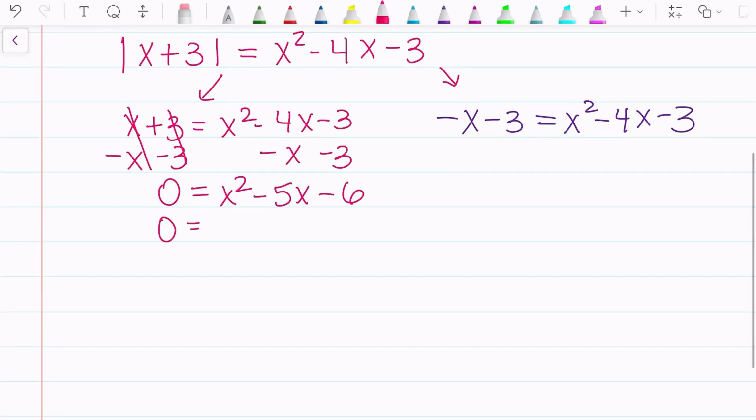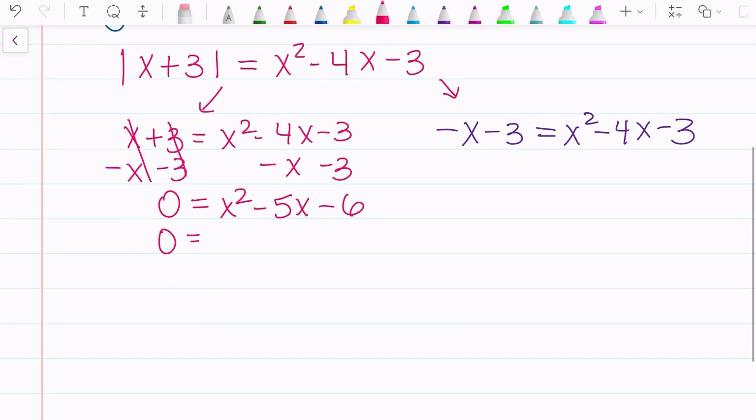I'm going to factor. I do have another video on how to factor when a is 1 if you'd like to see it. My factors would be x minus 6 and x plus 1, because it needs to multiply to be negative 6 and add to be negative 5 in the middle. And so the two values that would make each factor 0 are x equals 6 and x equals negative 1.